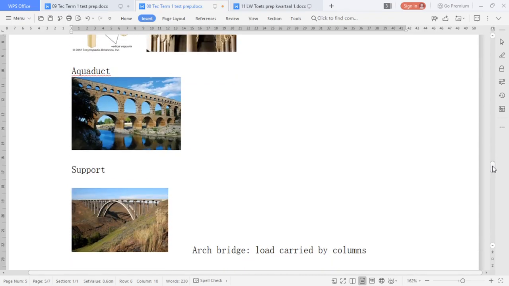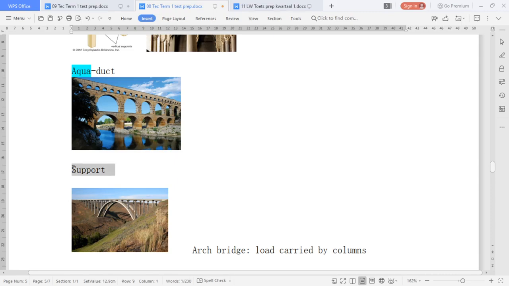We also have, in the Roman times, they built a lot of things with arches, and here is an example of an aqueduct. Now aqua means water, and duct is like a transport thing, usually a pipe or something like that. So an aqueduct basically carried water. Remember, they didn't have underground pipes yet, so they used aqueducts on top of the land to carry water. And the aqueducts were mostly built with arches.